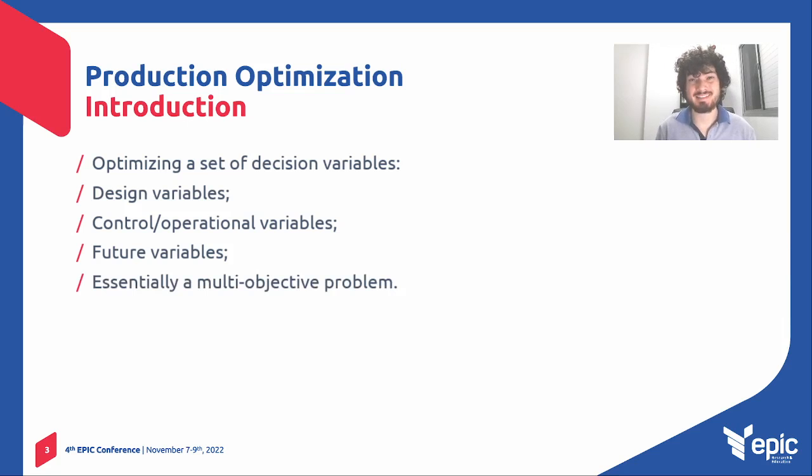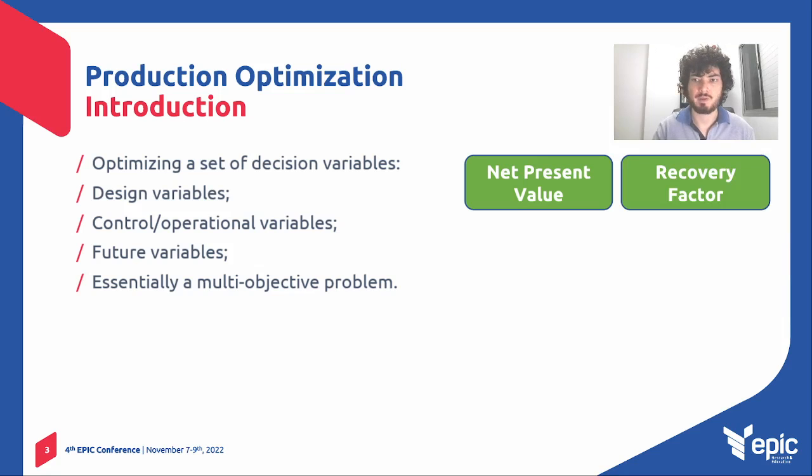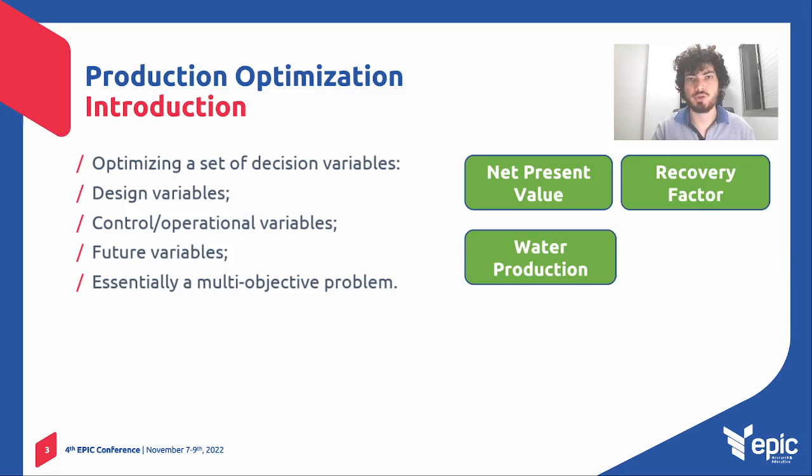Production optimization is essentially a multi-objective optimization problem. There are several objective functions that can be used to assess the quality of the strategies. The decision makers can decide for the net present value, the recovery factor, the cumulative water production, CO2 emission, among many other objective functions.